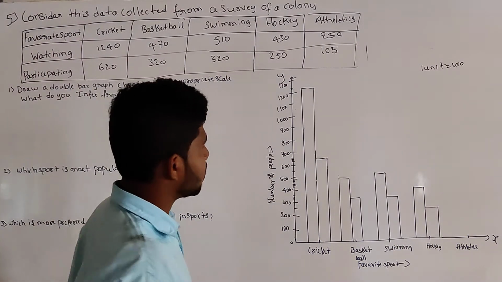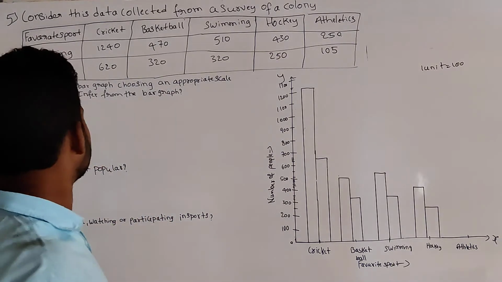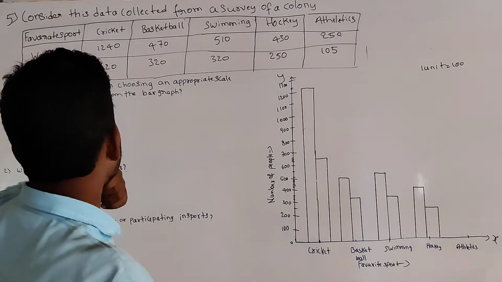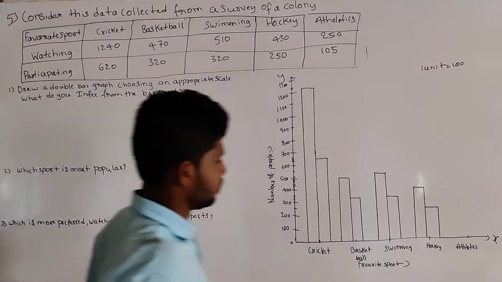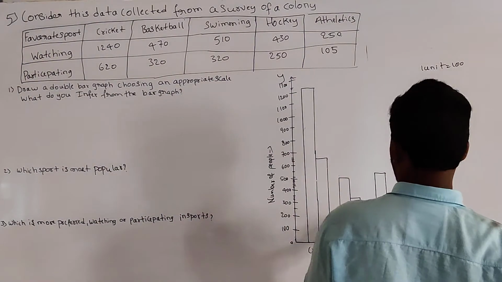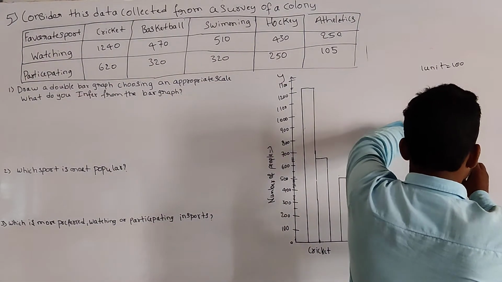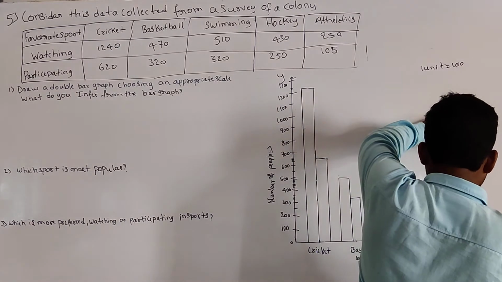Coming to the last, athletics. In athletics, 250 people are watching. You get 250 here, the same as the number of people participating in hockey.